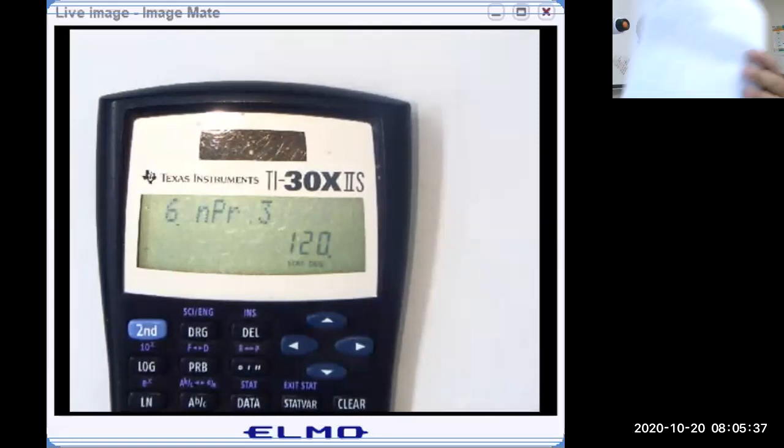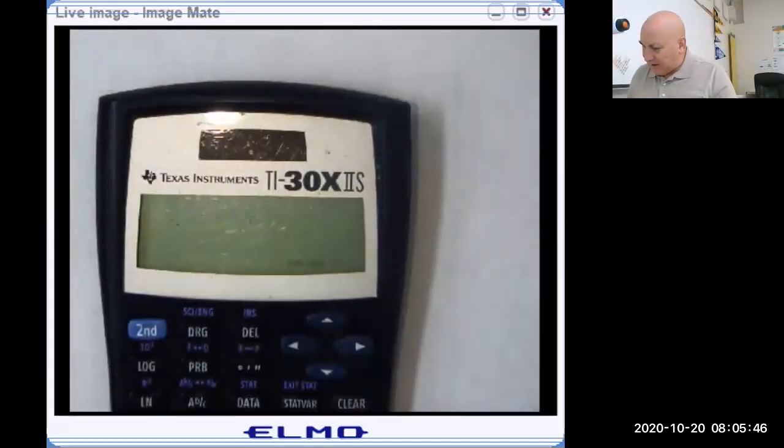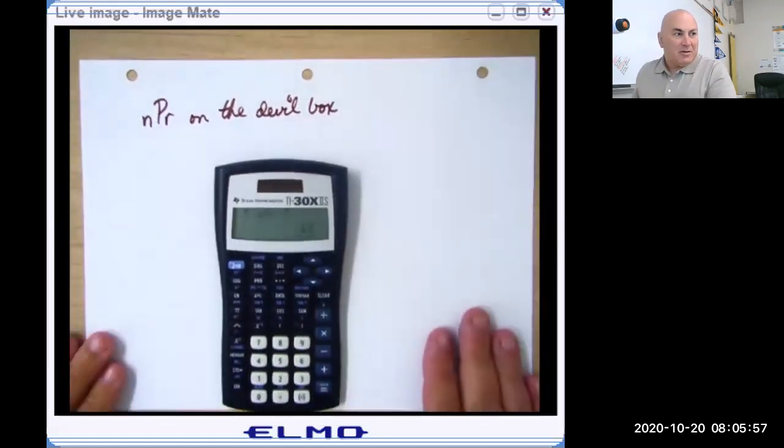What was another one of those problems? 5 objects, 3 at a time, ended up being 60. 5 objects, nPr, 3 at a time, 60. Don't just learn how to do this on the calculator. Understand the formula and how we came to it. Because I don't want to say I derived it, but I gave you a couple of problems where the intuition should be pretty obvious that leads to that formula.